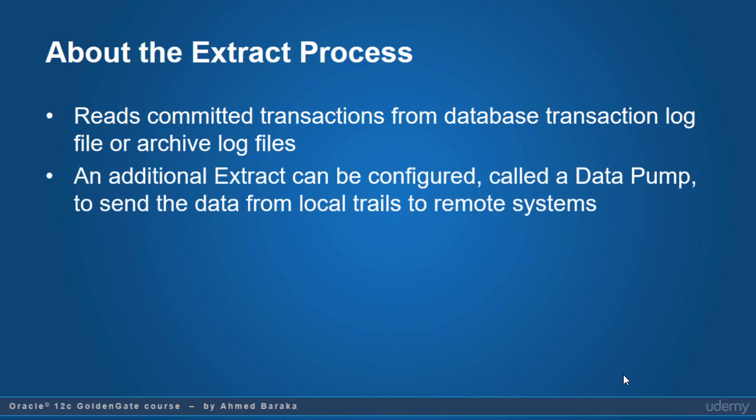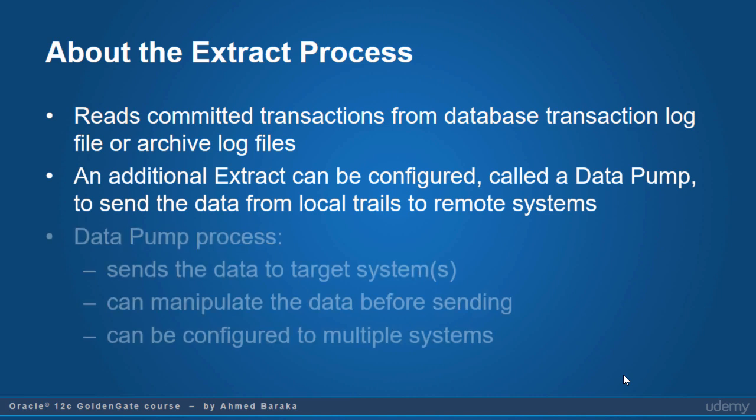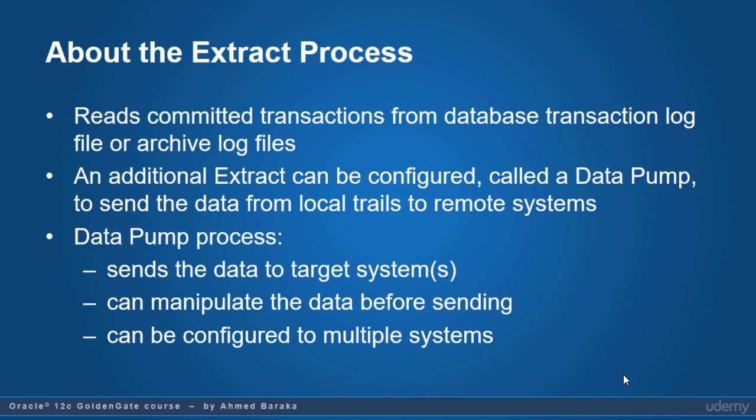An additional extract can be configured, called a data pump, to send the data from the local trails to remote systems. The data pump process sends the data to one or more target systems. The pump process has the ability to manipulate the data before sending it to the target system. This feature can be used for data transformation if you need to do that.